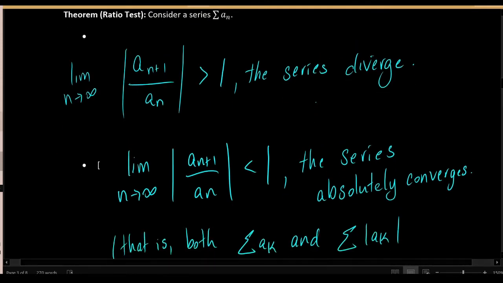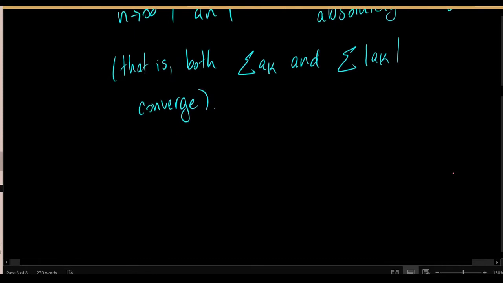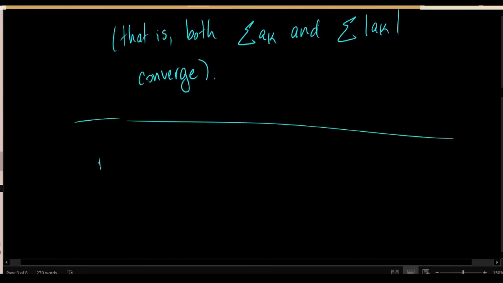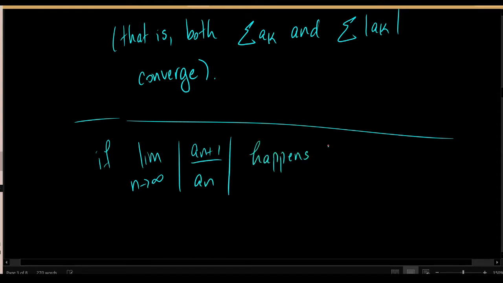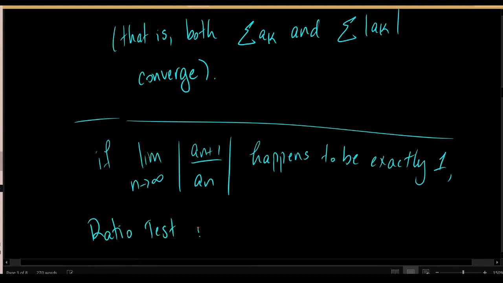Notice that this test is still locked if the limit of the ratio happens to be exactly equal to 1. This test only covers the cases where the limit is greater than 1 and the limit is less than 1, strictly speaking. So let's note, if the limit of the ratio of the next term to the current term happens to be exactly 1, then the ratio test is still locked and can't be used.